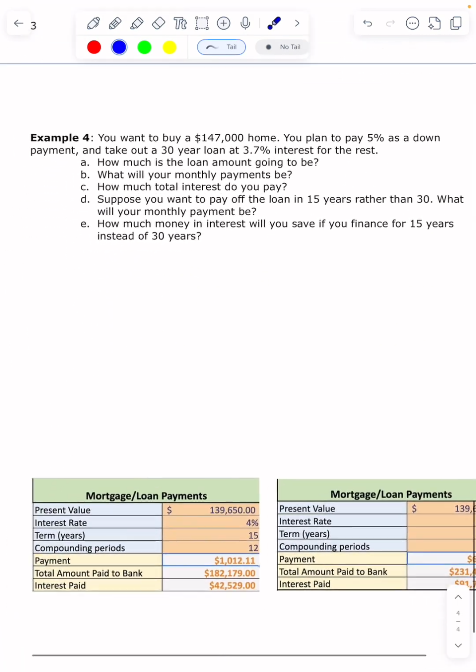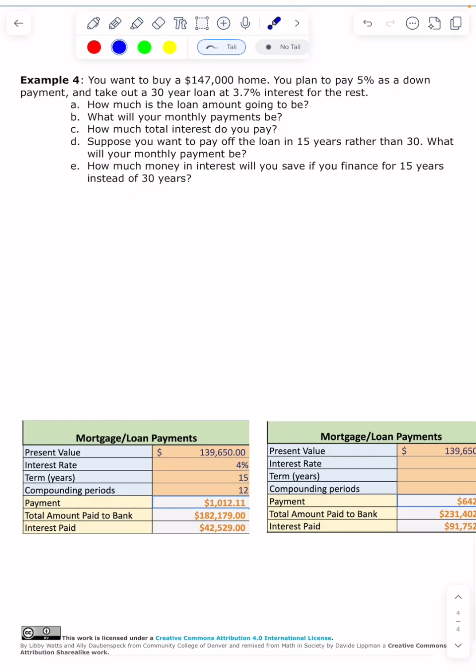All right, last example. We're buying a home. So it's a mortgage problem. And the home is $147,000. You plan to pay 5% as a down payment and take out a 30-year loan for the rest at 3.7% interest. So part A is just to figure out the loan amount.